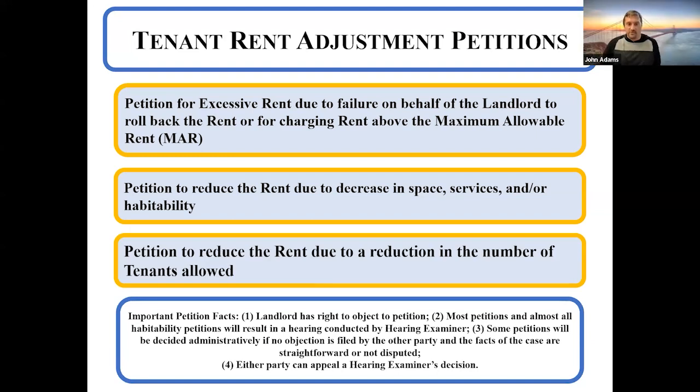The final reason is due to a reduction in the number of tenants.